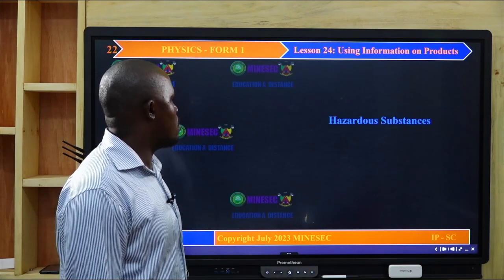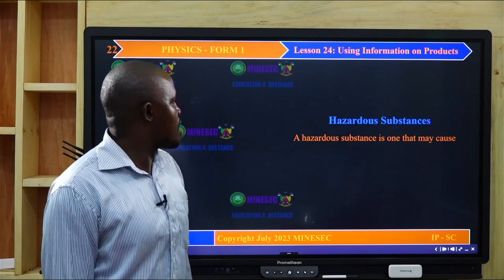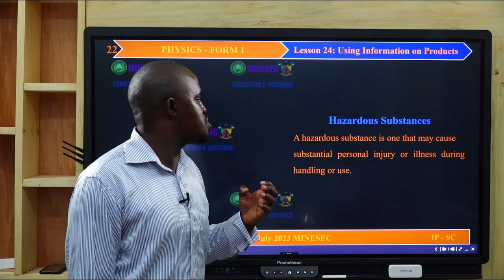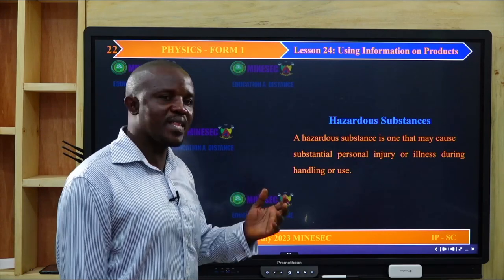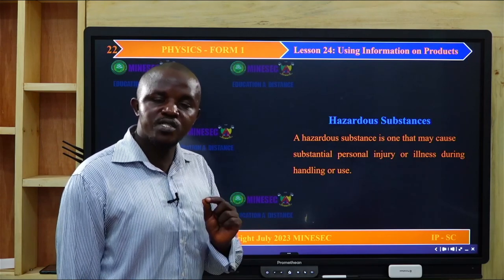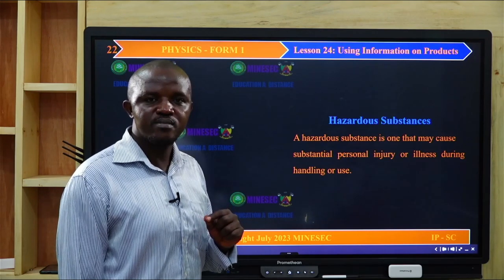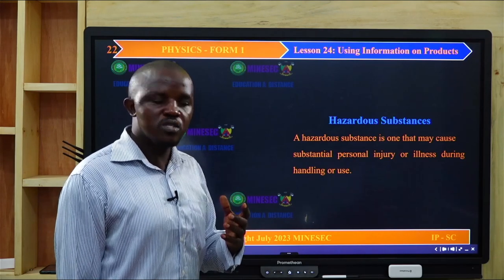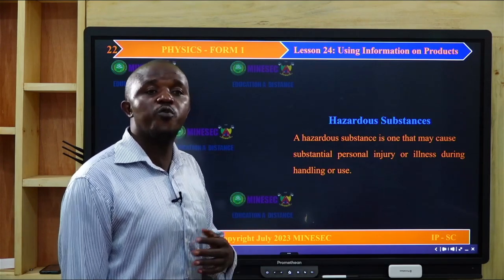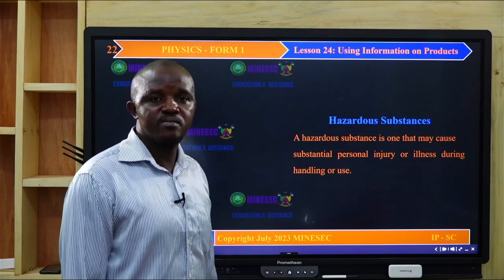So, hazardous substances. What are they? A hazardous substance is one that may cause substantial personal injury or illness during handling or use. There are some products that will cause personal injury when you are using them. There are some products that will cause personal harm to you. It might even cause you to fall sick when you are using it.